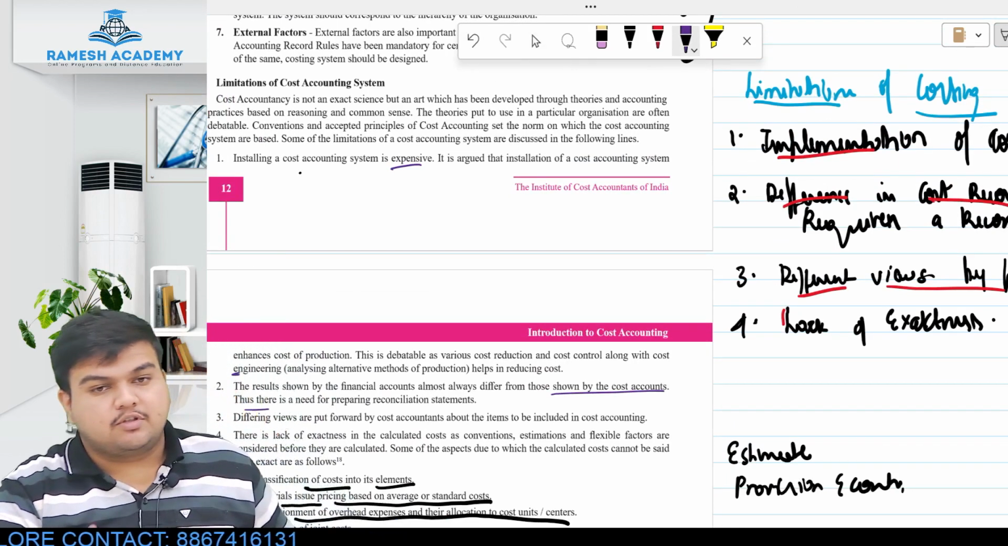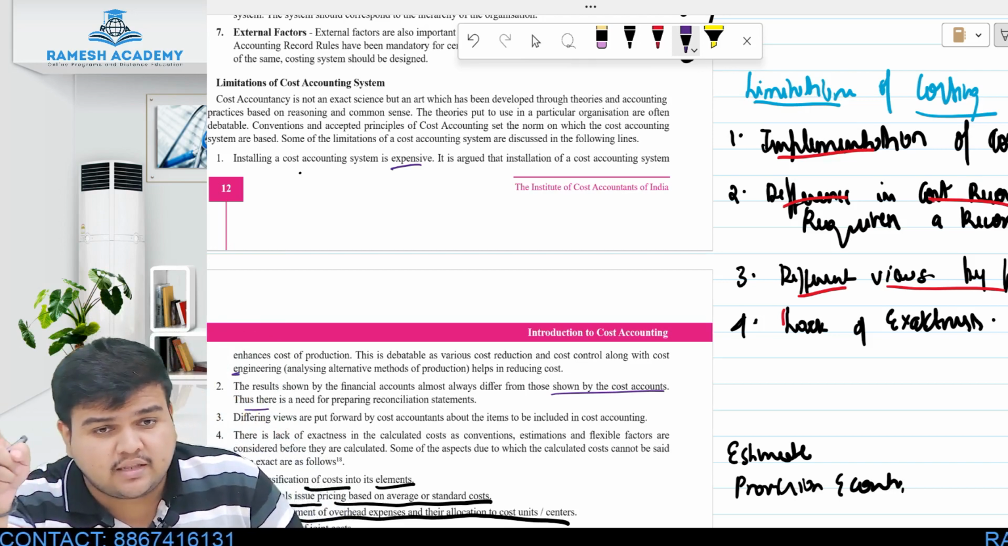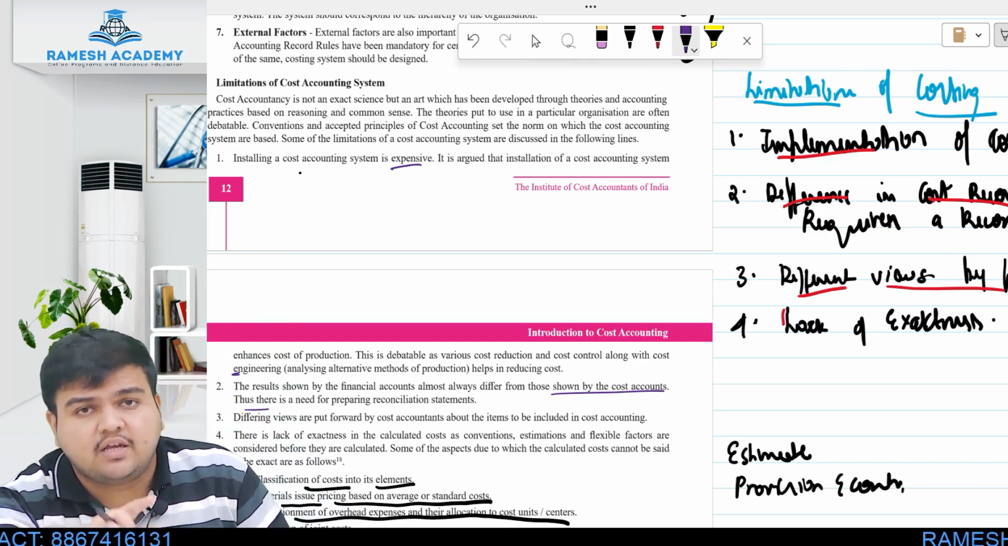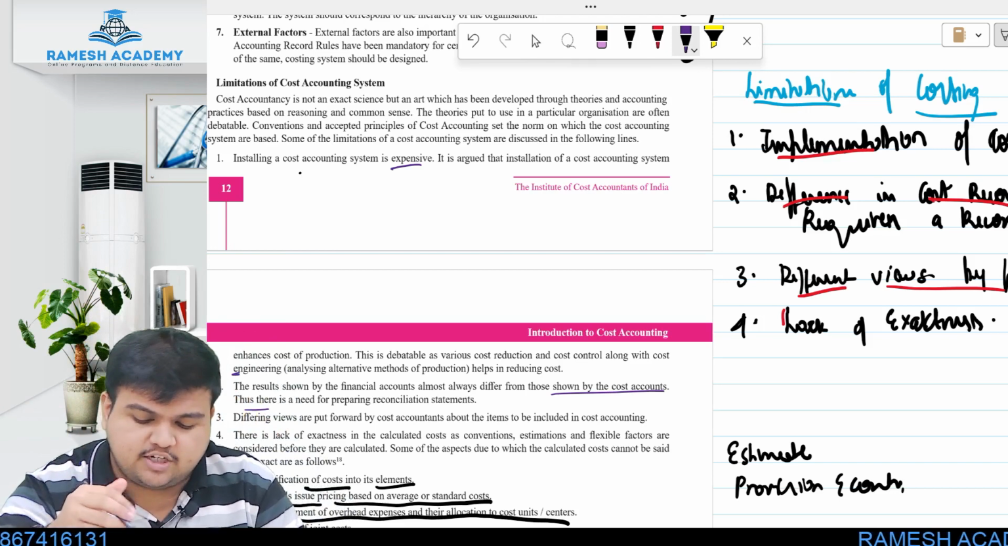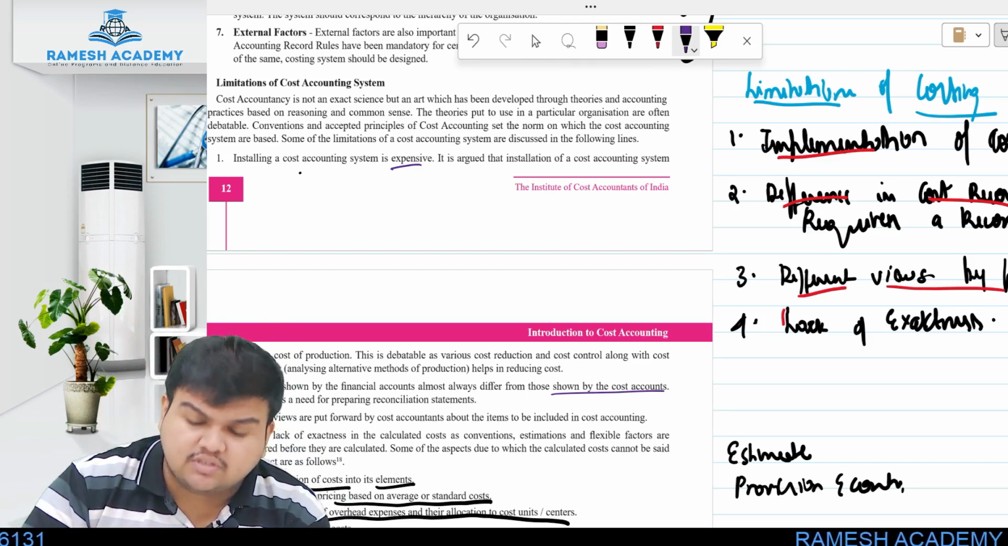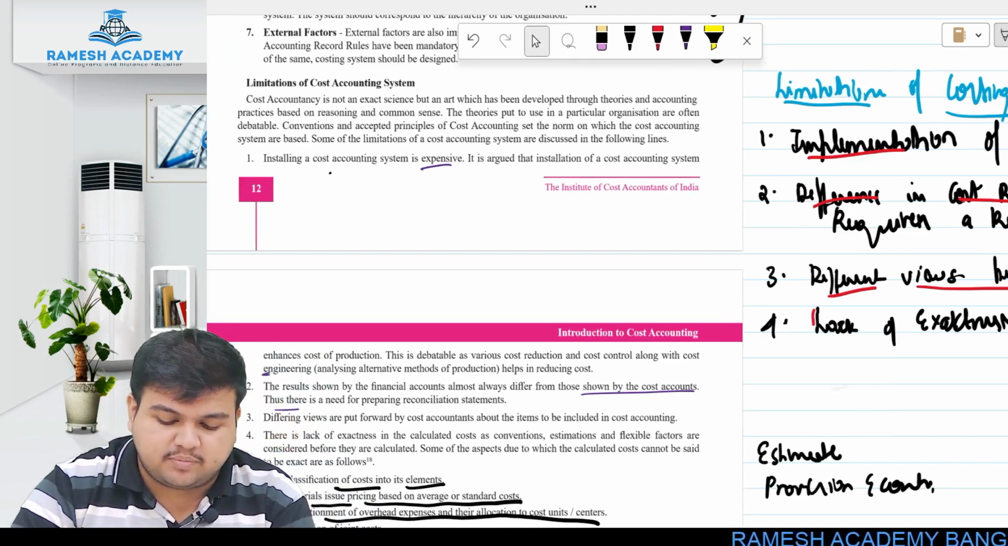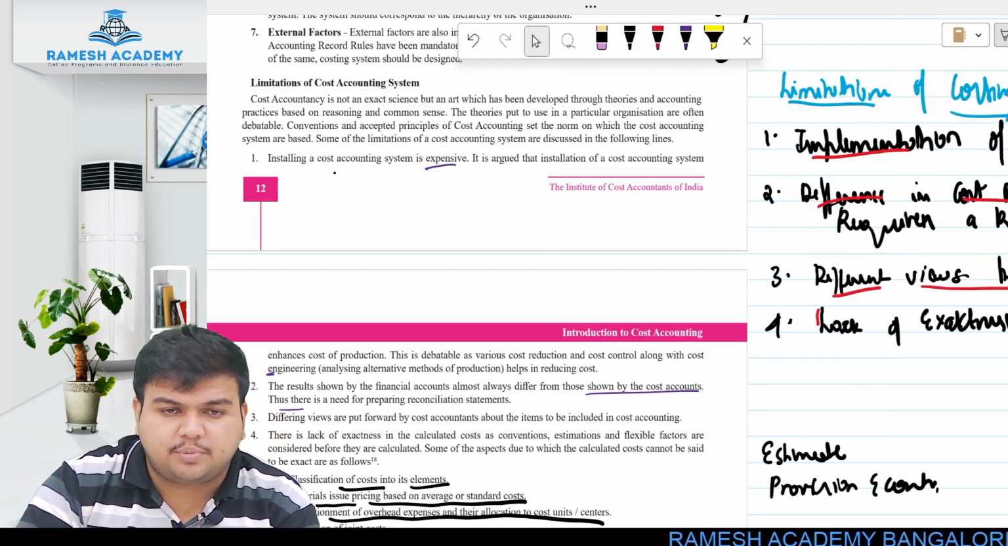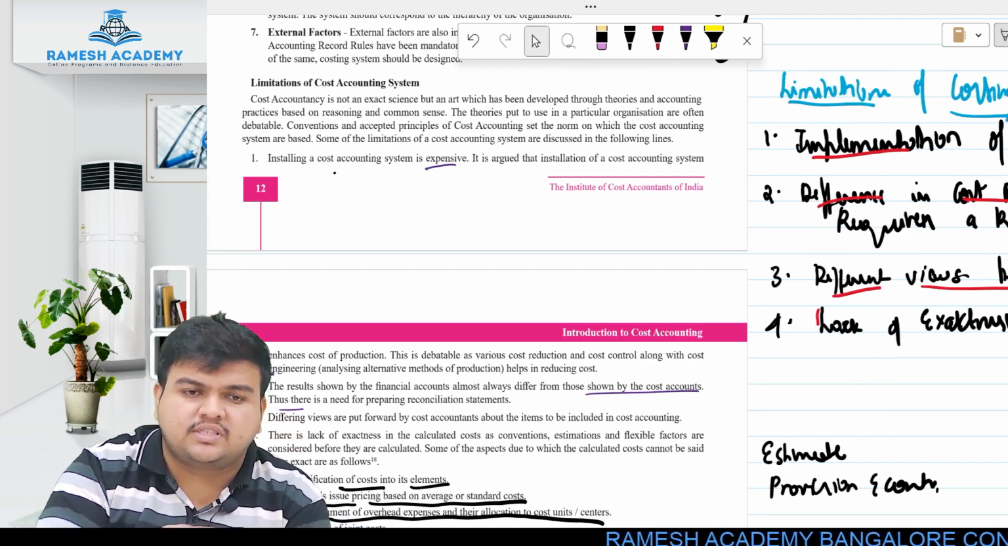So we discussed the notional cost, that we don't include in the financial accounting. So there is a difference between the two, and you need to prepare a reconciliation statement. Then the third one is different views by different accountants. Everybody has their own opinion, so this leads to misunderstanding.